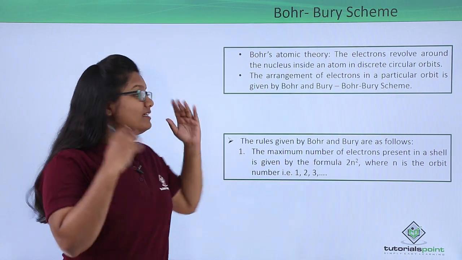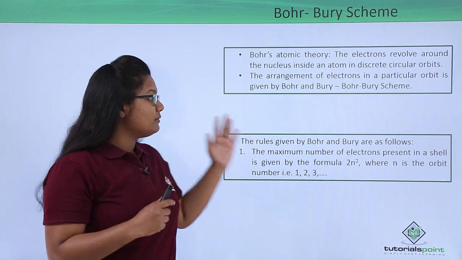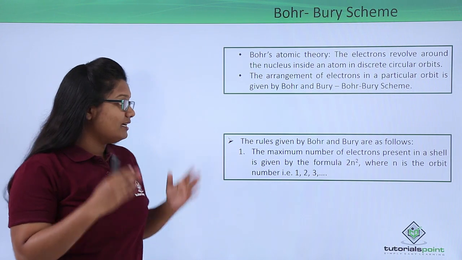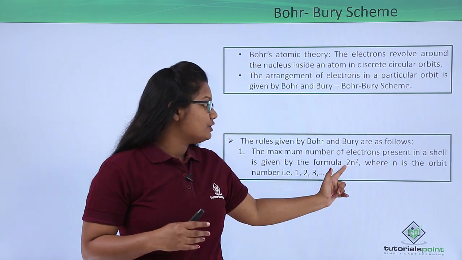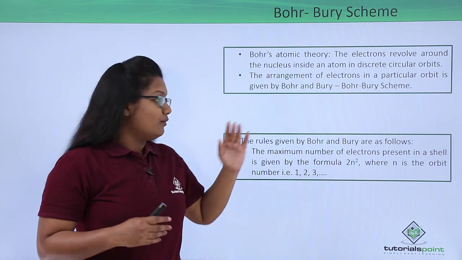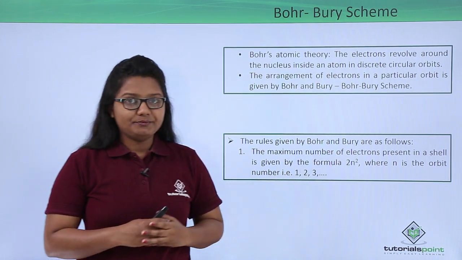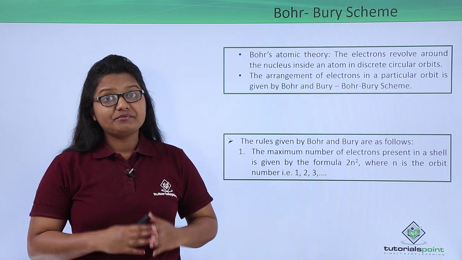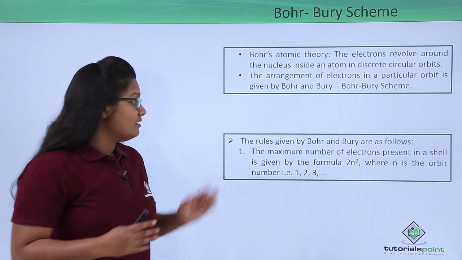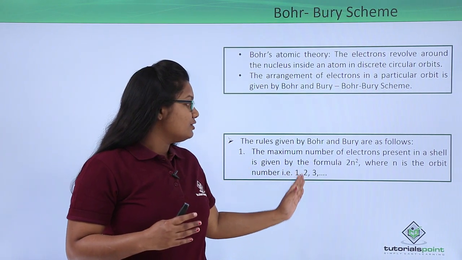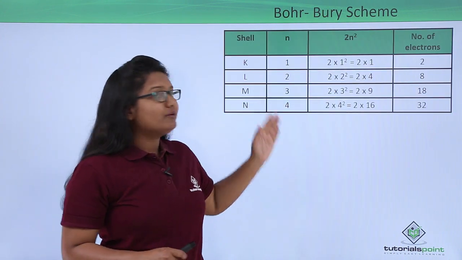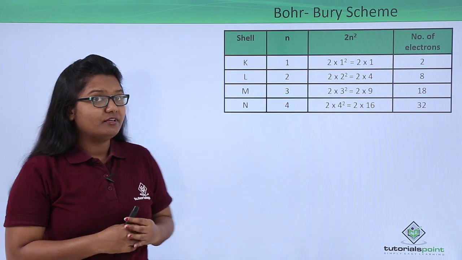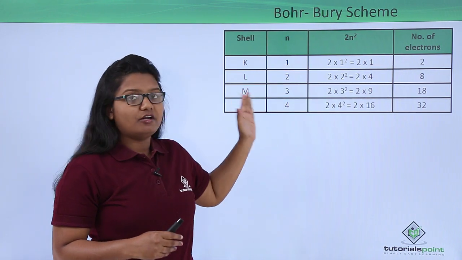The first rule states that the maximum number of electrons that can be accommodated in a particular shell is given by a formula, that is 2n squared. Now, n in this expression represents the orbit number or the shell number, and it takes values like 1, 2, 3, etc.